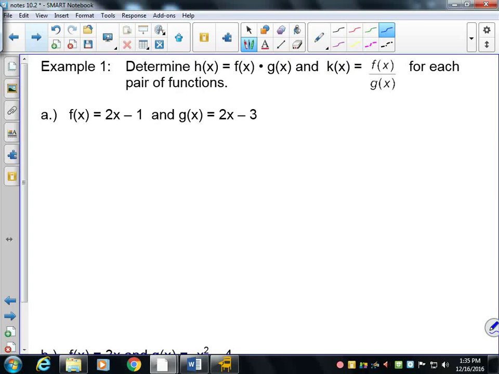So, example, determine f of x times g of x and k of x, which is f of x divided by g of x for each pair of the functions. So this first one, h of x is, what would I write?